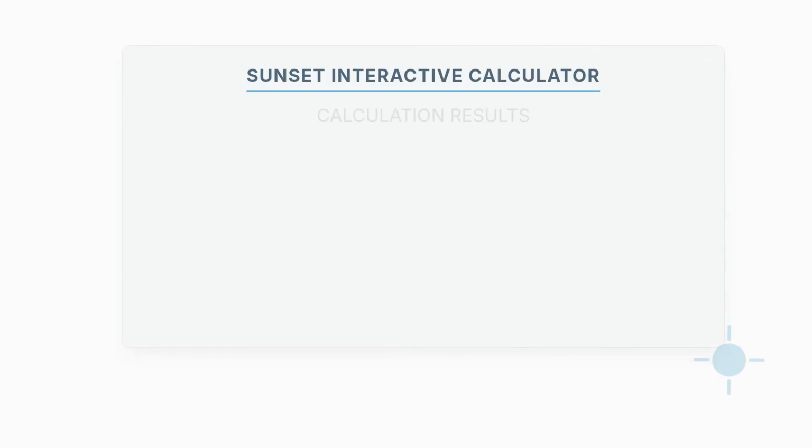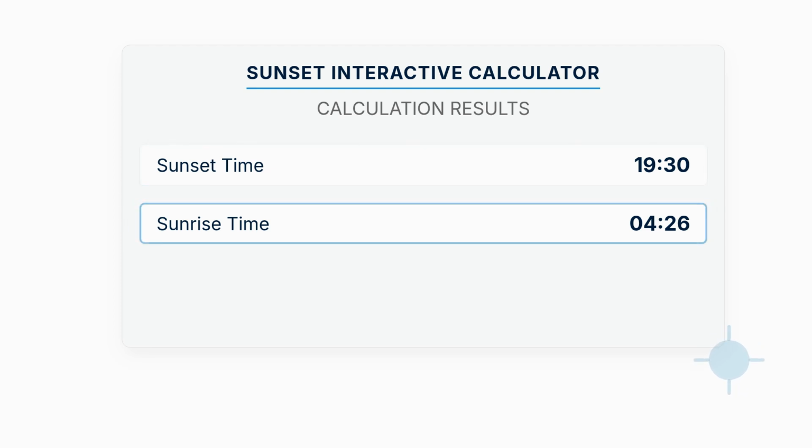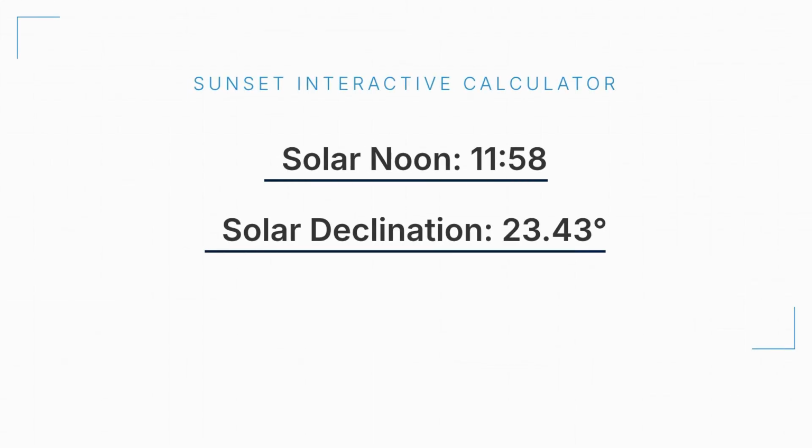The calculator returns 4 key results. The sunset time shows 1930, meaning sunset occurs at 7:30 p.m. local time. The sunrise time displays 4:26, or 4:26 a.m. Solar noon occurs at 11:58 when the sun reaches its highest point. The solar declination reads 23.43 degrees, indicating the sun's angular position north of the celestial equator.